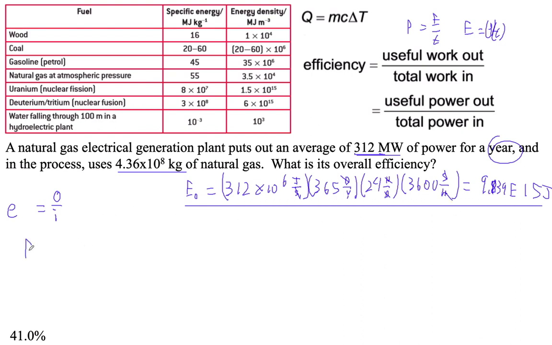Our energy input is just going to be the mass that we burn times the specific energy, right? So it's natural gas. We're going to use this guy, right? So it's 4.36 times 10 to the 8th kilograms times 55 times 10 to the 6th joules per kilogram.